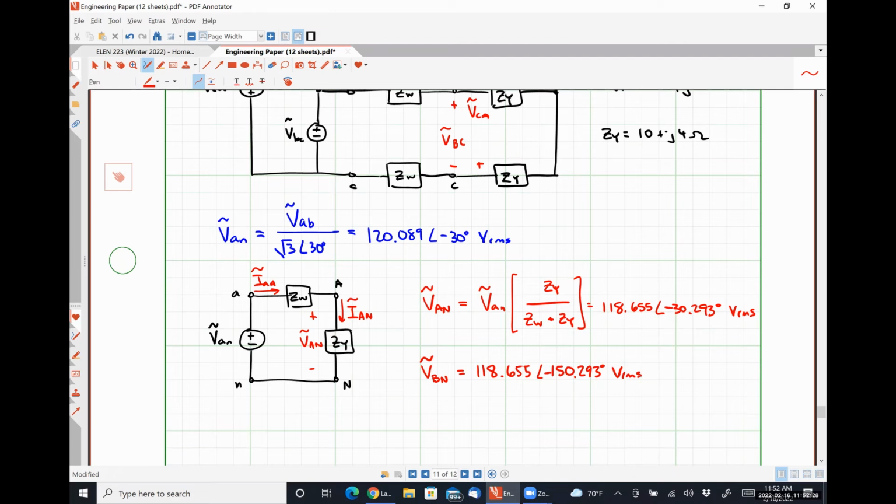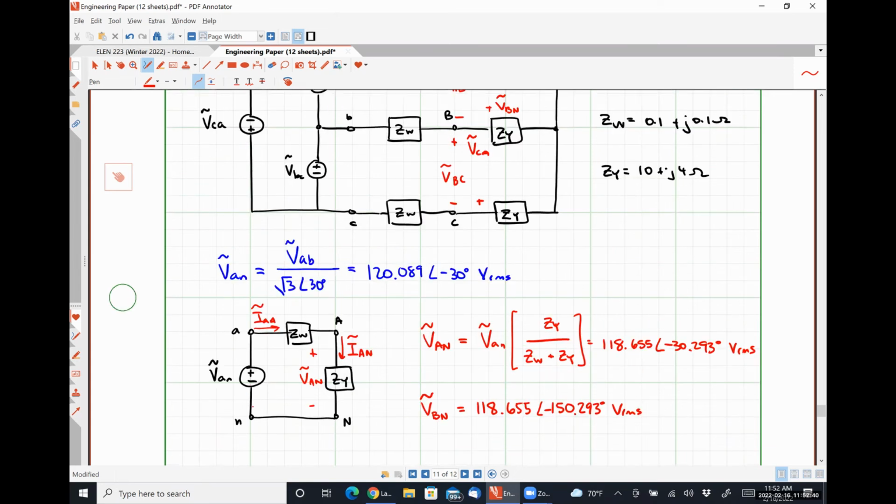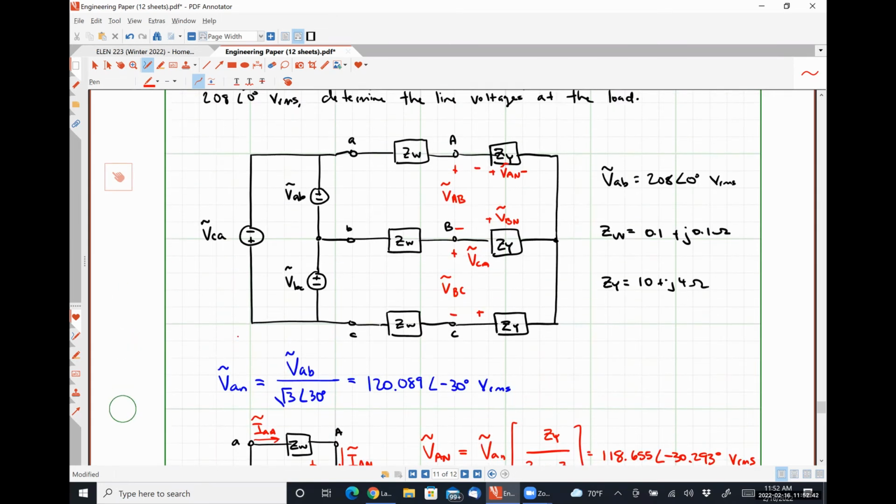And we could continue on with VCN as well if we needed to. But VAN and VBN are the only two things that I actually need to know in order to calculate the quantity VAB. Where this VAB, the thing I'm actually looking for, is simply VAN minus VBN by doing Kirchhoff's voltage law around this loop.